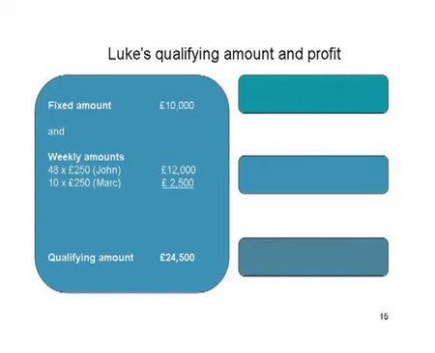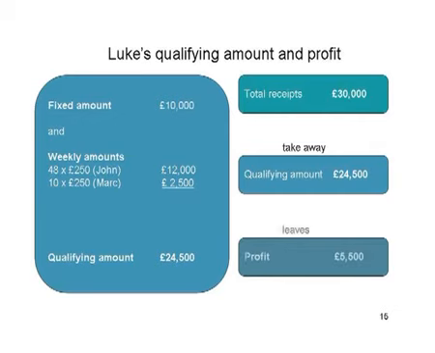£24,500. To work out his profit, he uses his total receipts of £30,000 and then takes away his qualifying amount of £24,500. His total receipts are more than his qualifying amount, and he has a profit of £5,500. So Luke uses this figure to work out any income tax and Class 4 national insurance due.